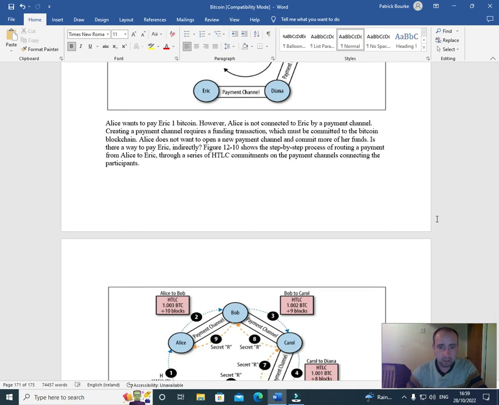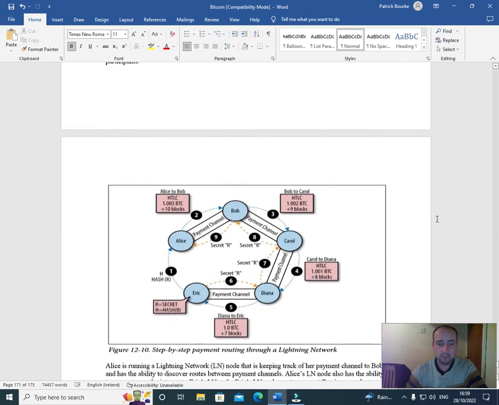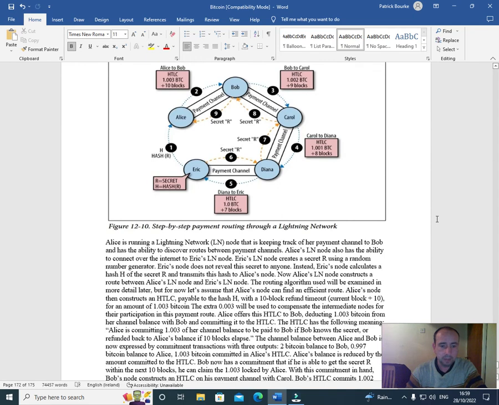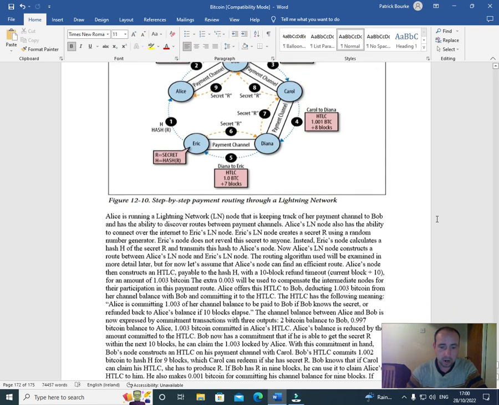Figure 12.10 shows a step-by-step process of routing a payment from Alice to Eric through a series of HTLC commitments on the payment channels connecting the participants. Alice is running a Lightning Network LN node that is keeping track of her payment channel to Bob and has the ability to discover routes between payment channels. Alice's LN node also has the ability to connect over the internet to Eric's LN node.